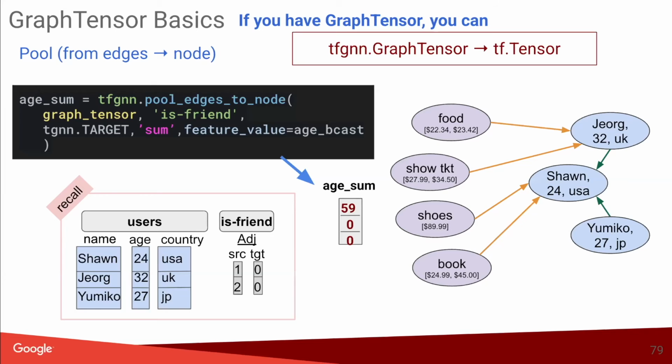And there are all the other different aggregation operators, and you are also welcome to declare your own aggregation operator and use it with TF-GNN. There are also pooling operators available from nodes and edges into the context, into the graph context. And these are namely the tfgnn.pool_nodes_to_context and tfgnn.pool_edges_to_context operators.